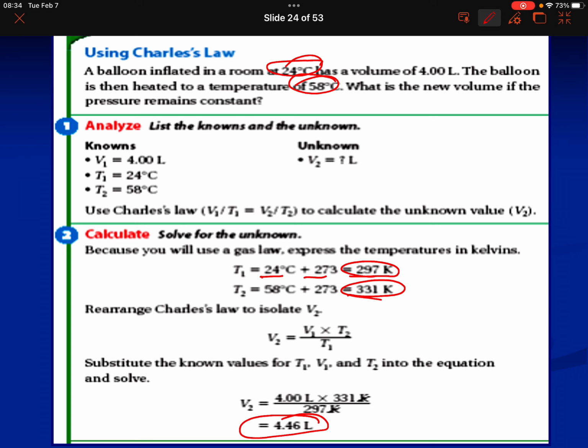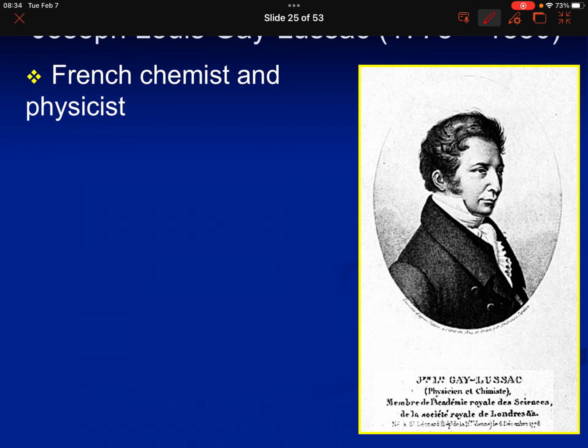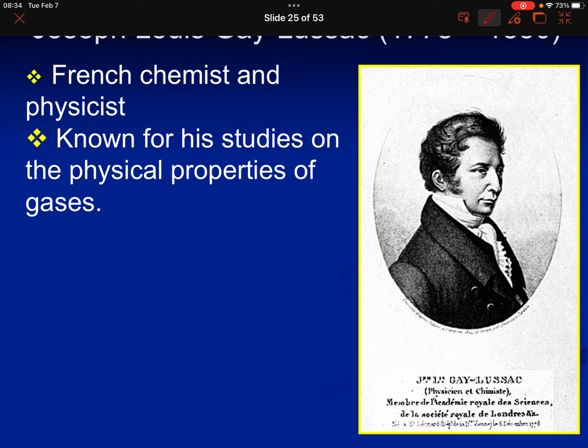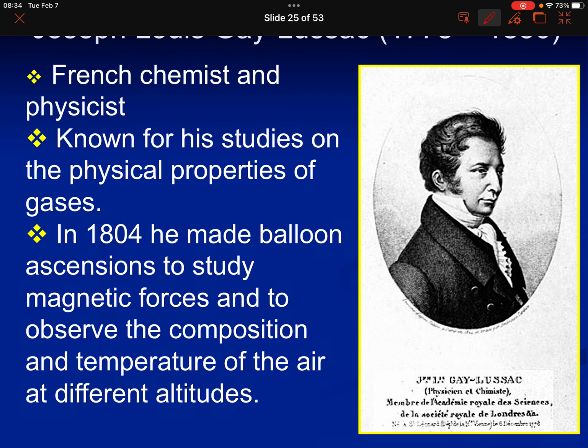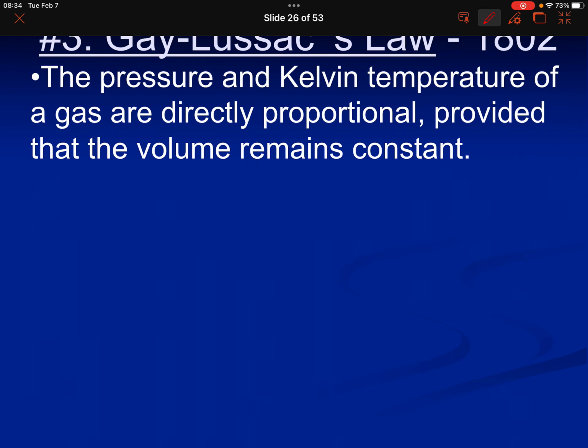Here's an example problem, and you'll notice that both these temperatures are given to two significant figures, but when I add my 273, I end up with legitimately 3 sig figs, so my answer can have 3 sig figs. So just be careful when you're doing your work with this. This example is one that you should have worked already.